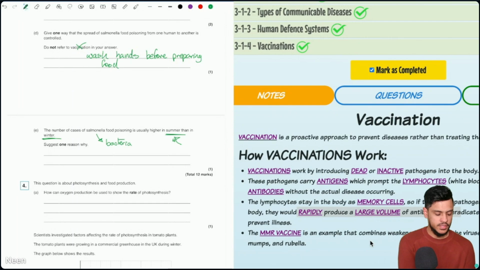Anyone? In summer, why are you more likely to spread? Temperature is high enough for bacteria to survive. They can survive in cold temperatures as well. Yeah, Mahania. Because the bacteria grows faster in heat. They reproduce faster. That's why.